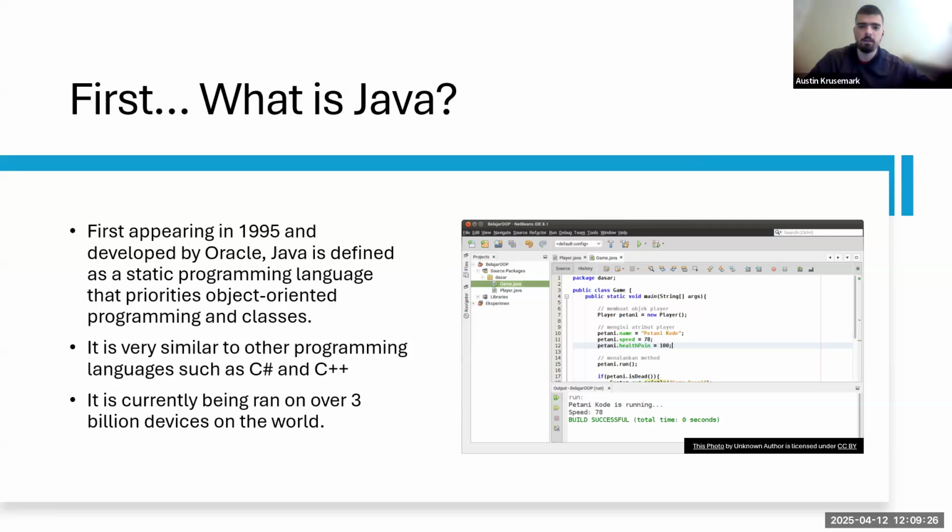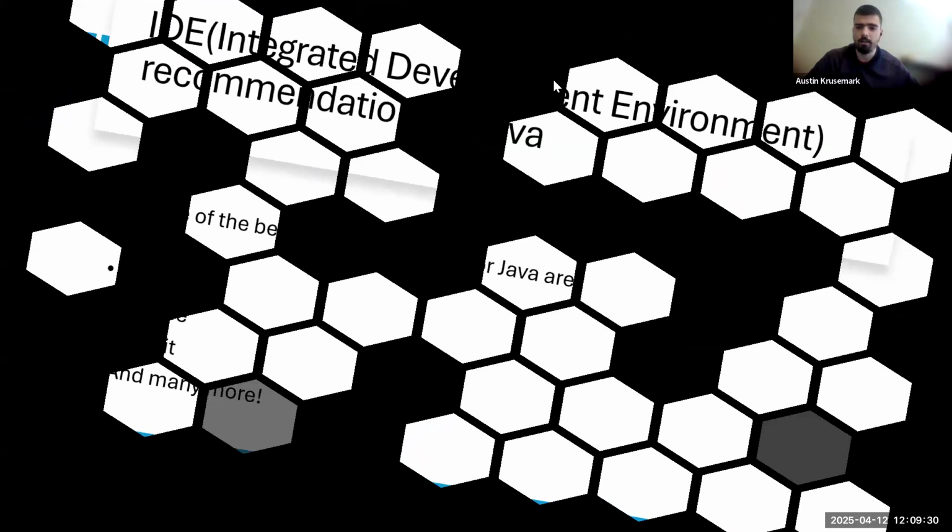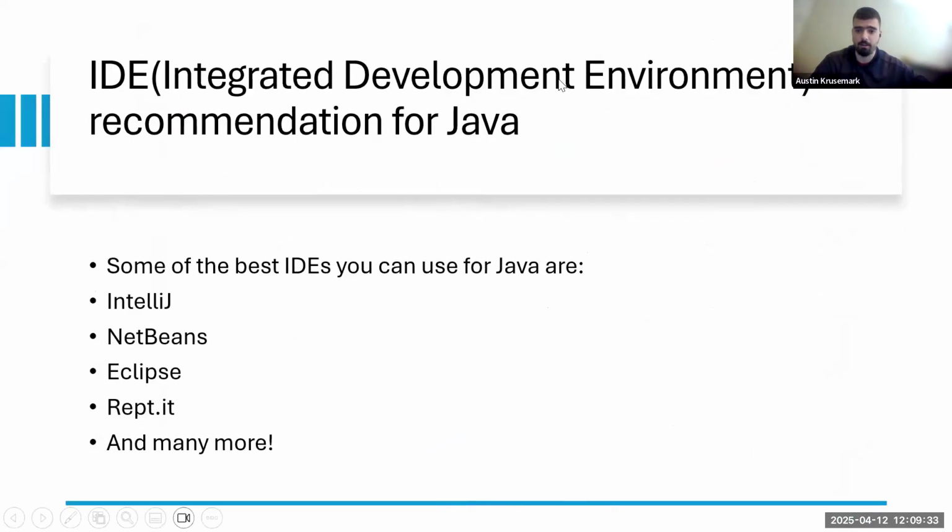So for IDEs, I think we all know what an integrated development environment is. It's basically what you use to code and make your program or software. With Java, I would say the best ones to use are stuff like IntelliJ, which is what I personally use and what I will be using for this presentation. But there are also others like NetBeans, Eclipse, and several other IDEs that you can use when you want to use Java.